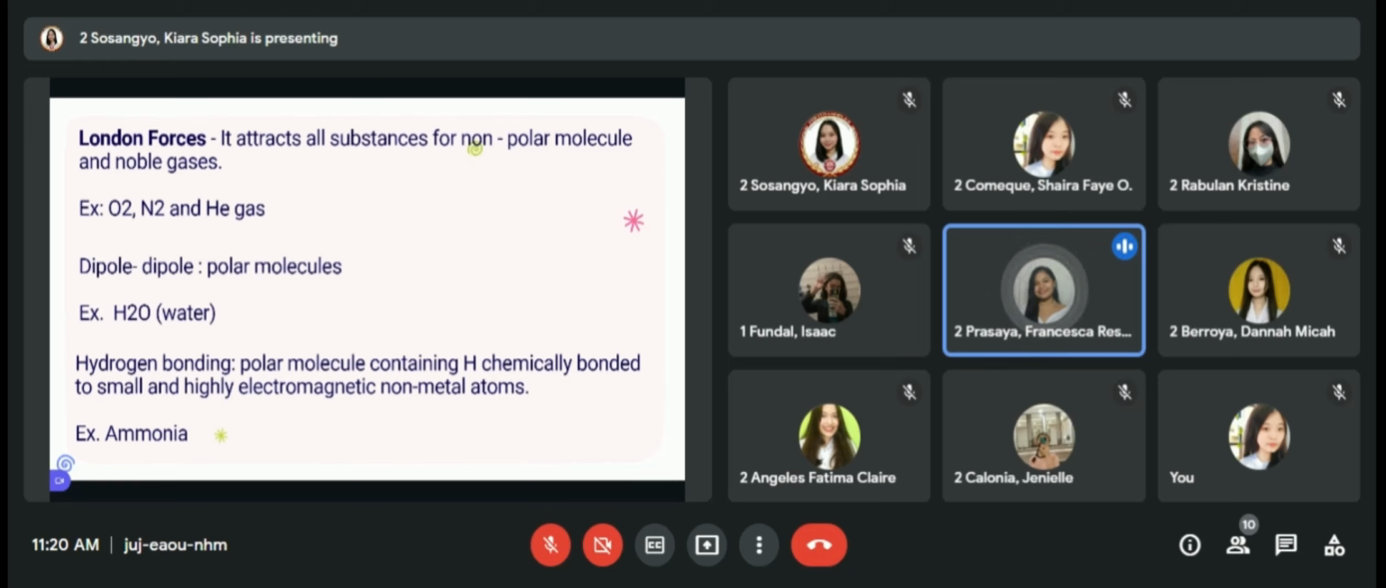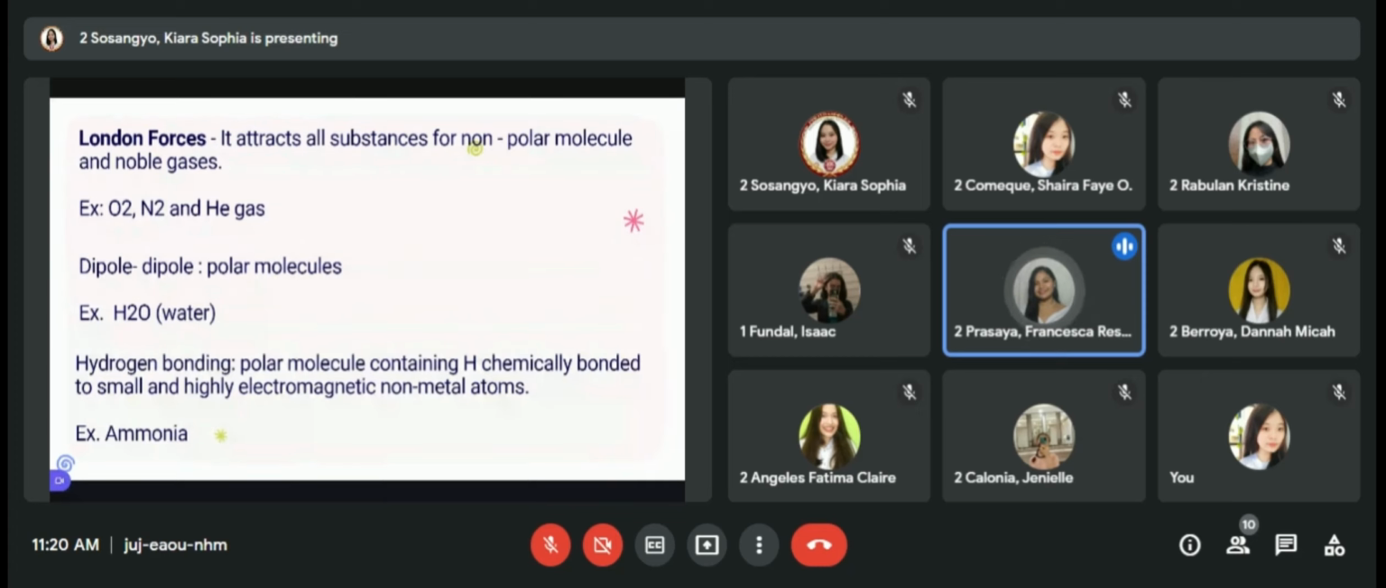Next one is dipole to dipole forces. It is a polar molecule. Example dito is water. Water is considered a polar molecule because its electrons are not evenly distributed. May mga part na slightly positive and slightly negative. Therefore, there's a dipole. The portion that is slightly positive attracts the negative side. That is also the reason why water droplets are round. Nafo-form sila na nagkakapit-bisig yung mga atoms and nafo-form sila na bilog, and napo-form yung water droplets.